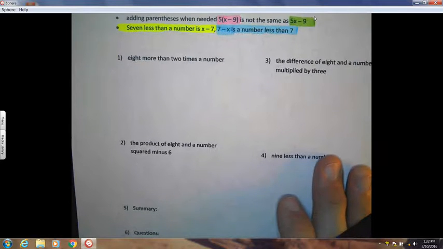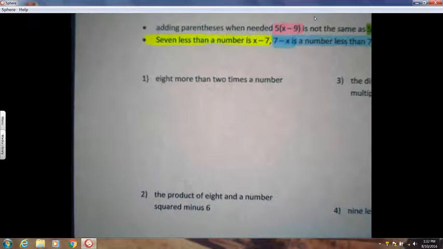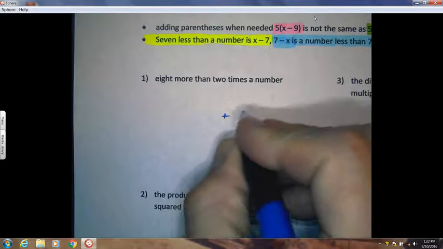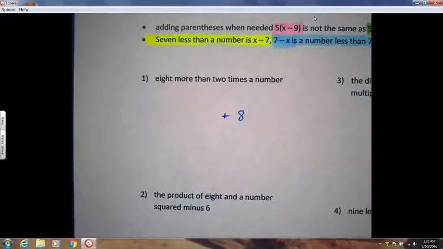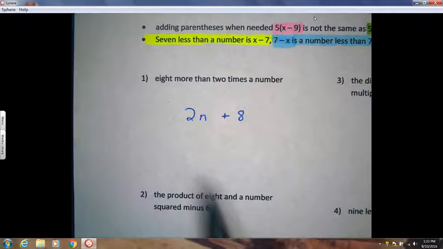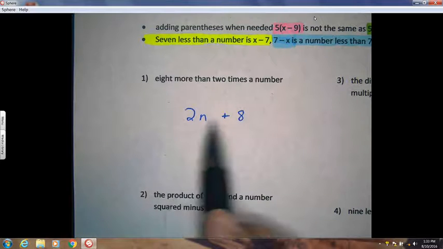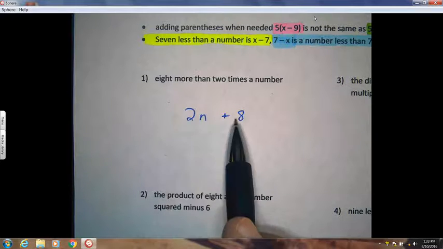So looking at our first example, number 1, it says 8 more than 2 times a number. So I remember when it says more than or less than, I'm going to put that at the end. So I'm going to put plus 8. 2 times a number, so that's going to be 2n, because we don't know the number. I could use x or any other variable, but I'm going to use n. So there's my first one. It's 8 more than 2 times a number.